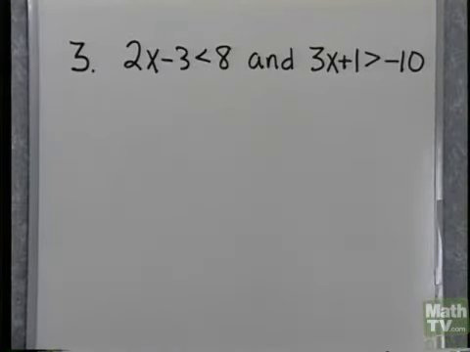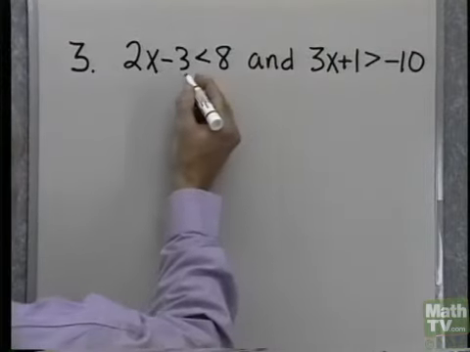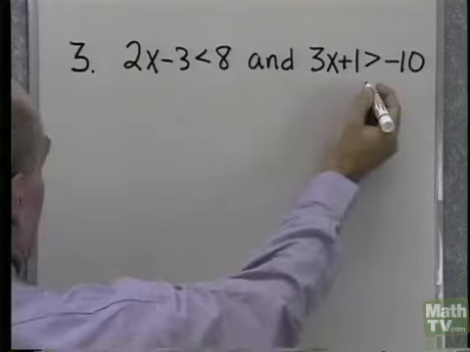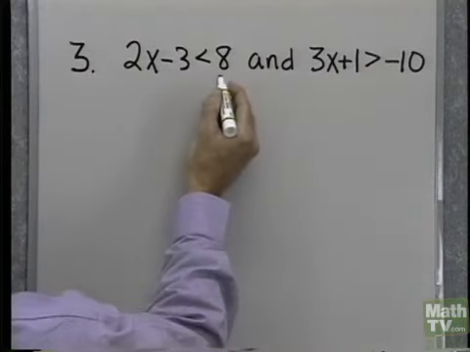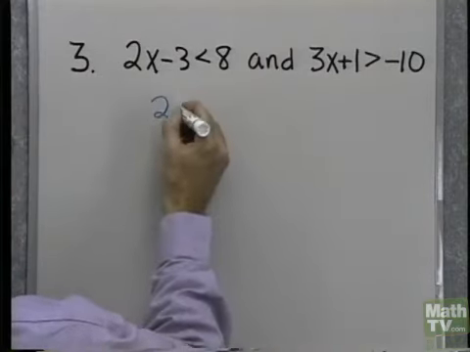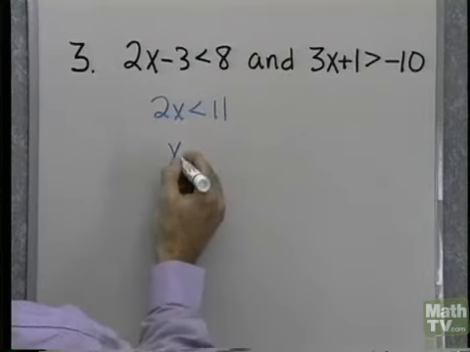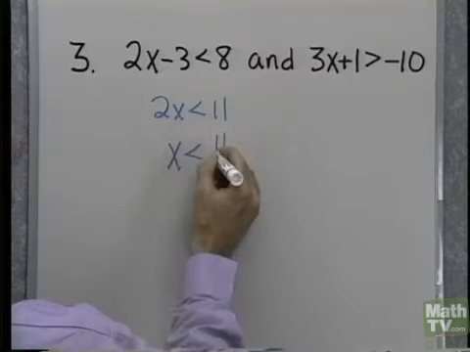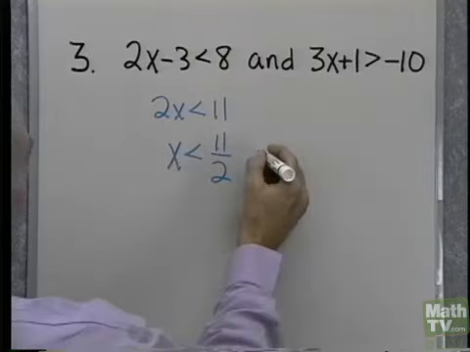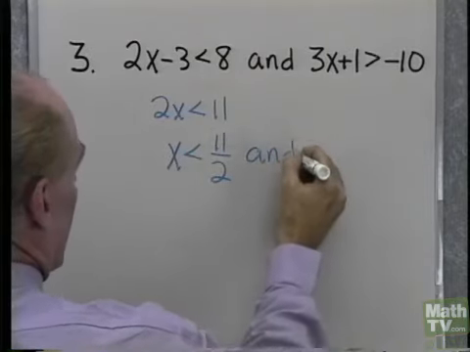Now I have two inequalities connected with the word and, and I need to do some solving to be able to see what the graph of the first one looks like and the second one looks like. So here I'm going to add 3 to both sides, and I'll have 2x is less than 11. Divide both sides by 2. I have x is less than 11/2. My connecting word is and, so I'll write that down.